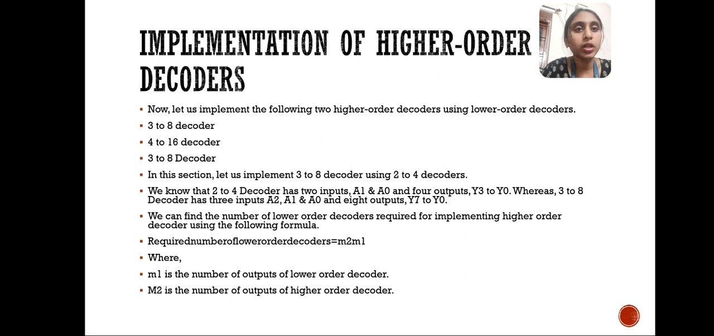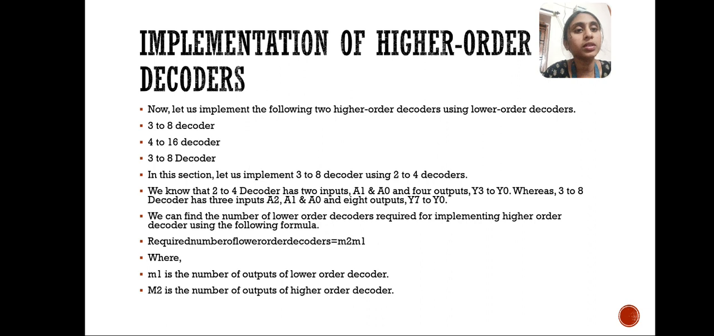Implementation of higher order decoders. Now let us implement the higher order decoders using lower order decoders, such as 3 to 8 decoders and 4 to 16 decoders. In this section, let us implement 3 to 8 decoders using 2 to 4 decoders.